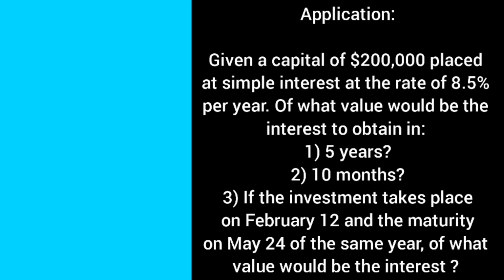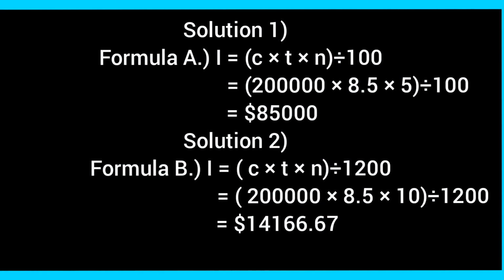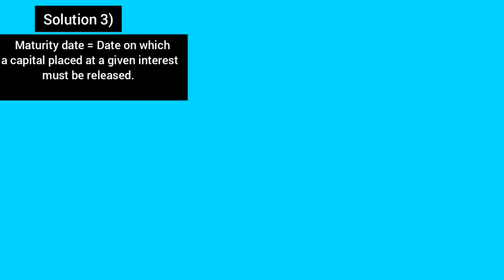Of what value would be the interest to obtain in 1. 5 years? 2. 10 months? 3. If the investment takes place on February 12 and the maturity on May 24 of the same year, what value would be the interest? Solution 1. It is the application of formula A, then the interest would be $85,000. Solution 2. It is the application of formula B, thus the interest would be $14,166.67.